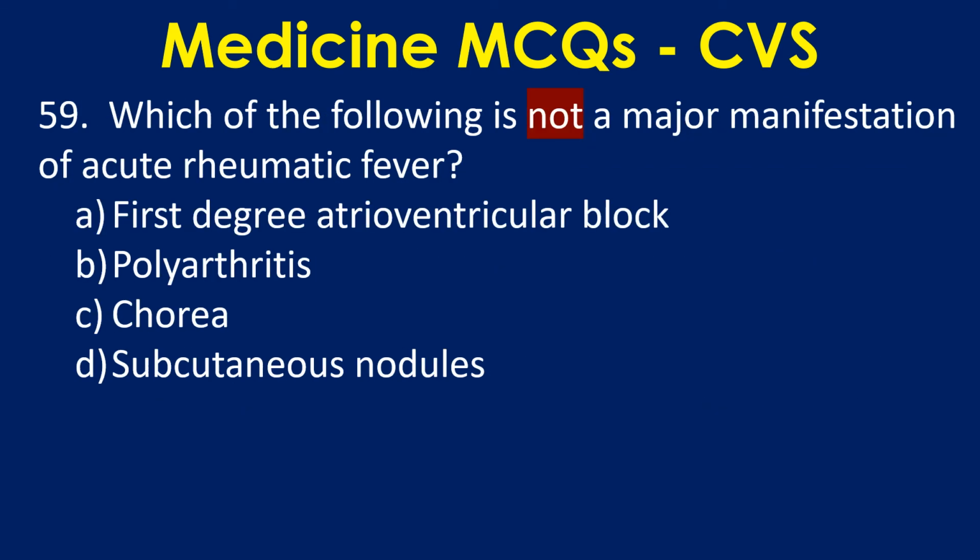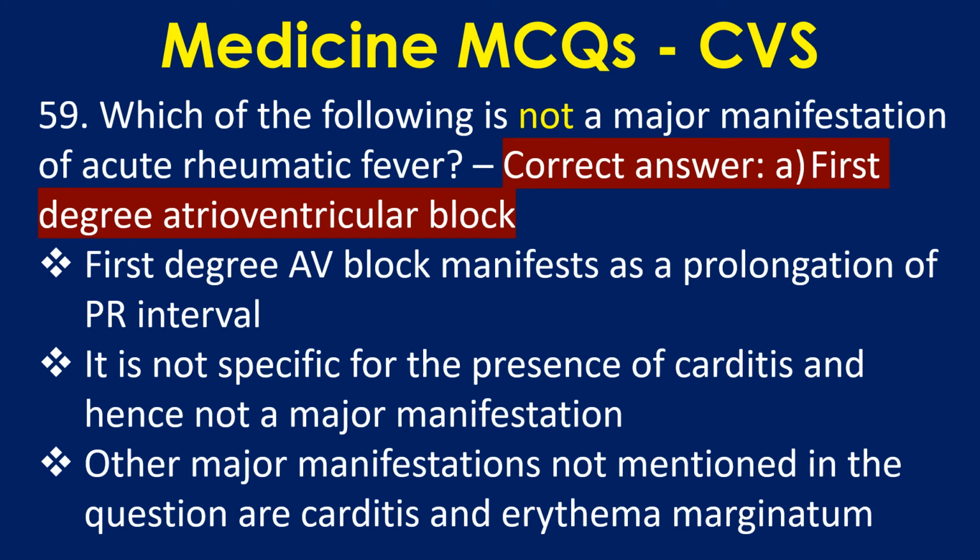Which of the following is not a major manifestation of acute rheumatic fever? A. First degree atrioventricular block, B. Polyarthritis, C. Chorea, D. Subcutaneous nodules. Correct answer A. First degree AV block. First degree AV block manifests as prolongation of PR interval. It is not specific for the presence of carditis and hence not a major manifestation. Other major manifestations not mentioned in the question are carditis and erythema marginatum.